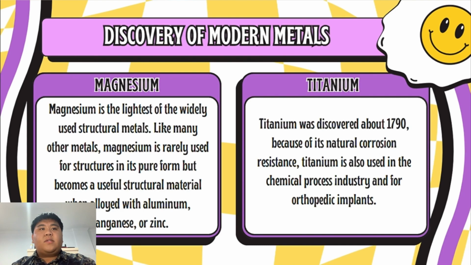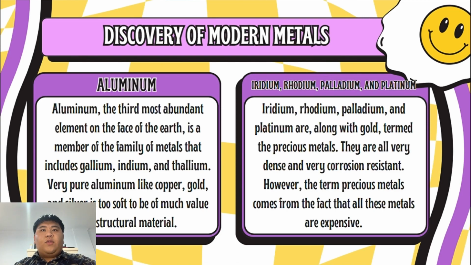Titanium. Titanium was discovered about 1790 and is valued because of its natural corrosion resistance. Titanium is also used in the chemical process industry and for orthopedic implants. Aluminium. Aluminium, the third most abundant element on the face of the earth, is a member of the family of metals that include gallium, indium, and thallium. Very pure aluminium, like copper, gold, and silver, is too soft to be of much value as a structural material.